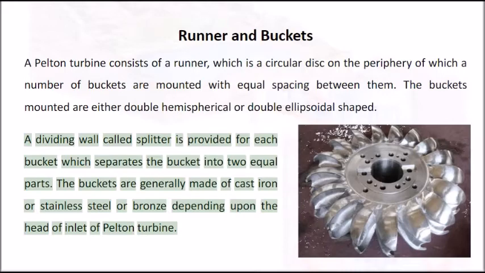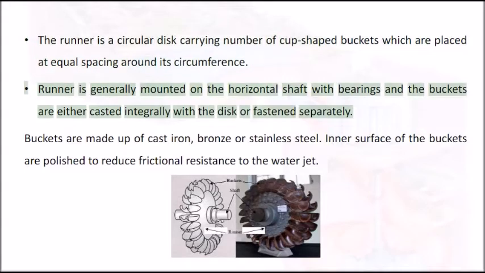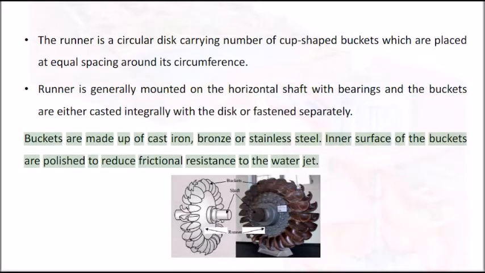Pelton turbine. The runner is a circular disc carrying a number of cup-shaped buckets which are placed at equal spacing around its circumference. Runner is generally mounted on a horizontal shaft with bearings, and the buckets are either cast integrally with the disc or fastened separately. Buckets are made up of cast iron, bronze or stainless steel. Inner surfaces of the buckets are polished to reduce frictional resistance to the water jet.